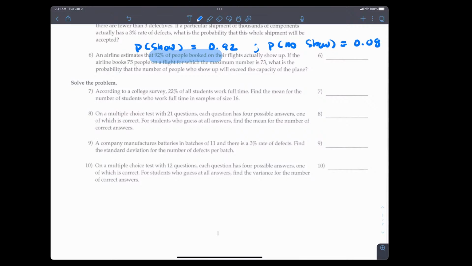Now, the airline books 75 people on a flight, for which the maximum number is 73. Okay, let's think about what they're saying here. So the airline overbooks. In other words, they book 75, and by doing that they have a capacity for the plane of 73. We're going to have to think about what this means. What's the probability that the number of people who show up will exceed the capacity?